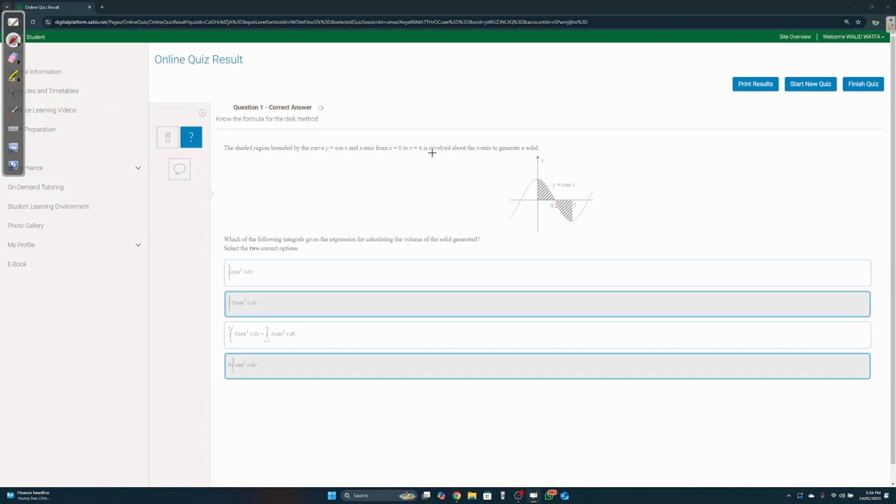Shaded region, it's revolved around the x-axis to generate a solid. How do you find the volume? Remember the volume of rotating around, it's pi integral from a to b, f of x squared, right? And for volume, it doesn't matter if it's positive or negative. So here in this case, it would be volume from 0 until pi, right? From 0 over here until pi.